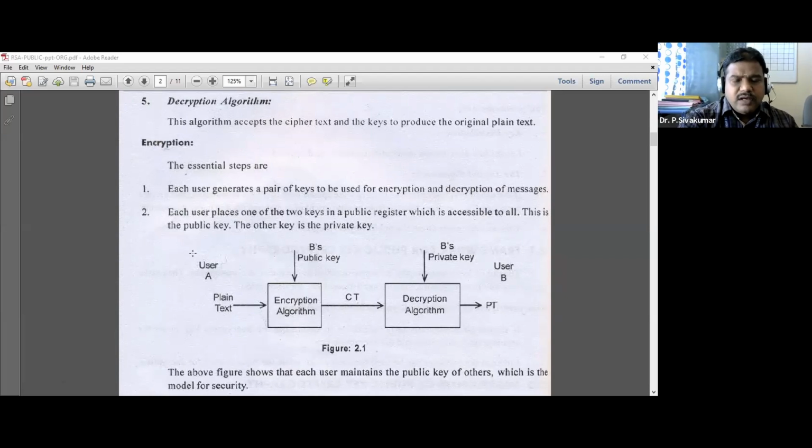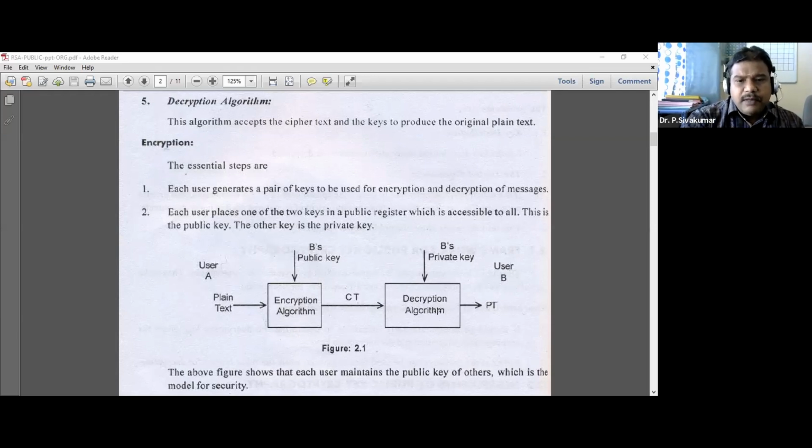Normally, when user A wants to communicate with user B, you can perform some encryption algorithm. You take the plain text, and each and every user generates two keys. User A generates two keys, its own private key and its own public key. Similarly, user B creates its own private key and public key. The private key is kept by the user itself. That means it is secret, known only by that particular user.